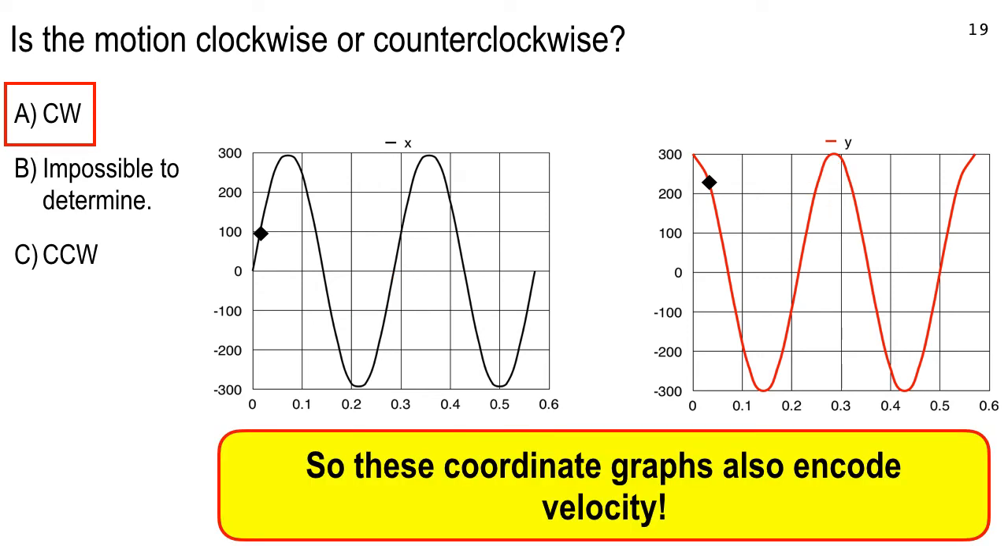So the bottom line here is these coordinate graphs over time actually encode the velocity, the speed, and you can actually get the direction: counterclockwise in this case, or excuse me, clockwise in this case. All right. Now, we're going to be looking at these graphs from time to time, but let's get down to some concepts.